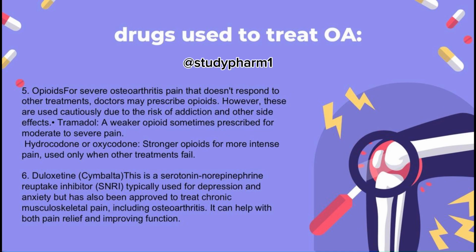5. Opioids for severe osteoarthritis pain that doesn't respond to other treatments. Doctors may prescribe opioids. However, these are used cautiously due to the risk of addiction and other side effects. Tramadol, a weaker opioid sometimes prescribed for moderate to severe pain. Hydrocodone or oxycodone, stronger opioids for more intense pain, used only when other treatments fail. 6. Duloxetine, Cymbalta. This is a serotonin-norepinephrine reuptake inhibitor (SNRI), typically used for depression and anxiety, but has also been approved to treat chronic musculoskeletal pain, including osteoarthritis. It can help with both pain relief and improving function.